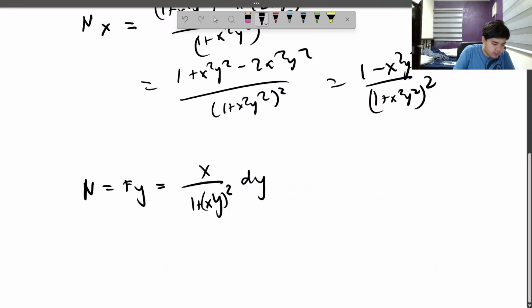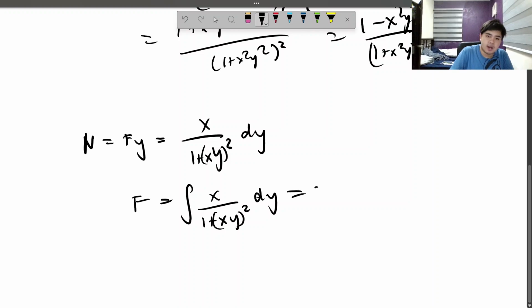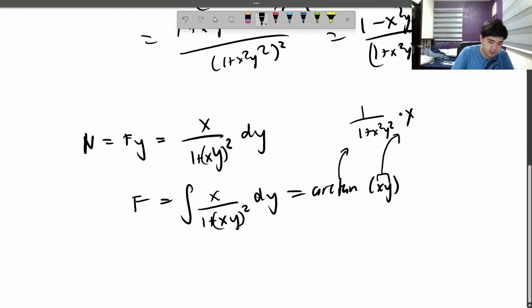So now let's integrate both sides with respect to y. So integral of x over 1 plus xy quantity squared times dy. What is that? Well, isn't this arctan of xy? If you don't believe me, differentiate this, we get 1 over 1 plus x squared y squared. Then multiply that by the derivative of this, which is going to be x. So this matches. And since this is not the end, we still have g of x.